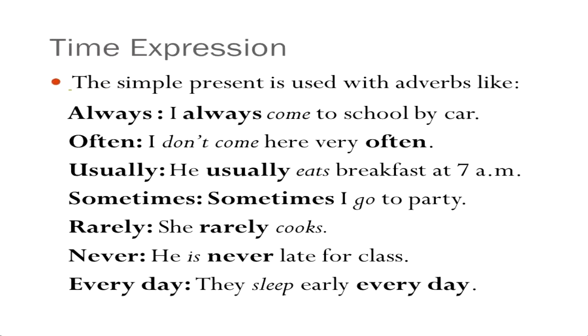I don't come here very often. He usually eats breakfast at 7 a.m. Sometimes I go to party. She rarely cooks. He is never late for class. They sleep early every day. So these are the time expressions used with simple present tense.